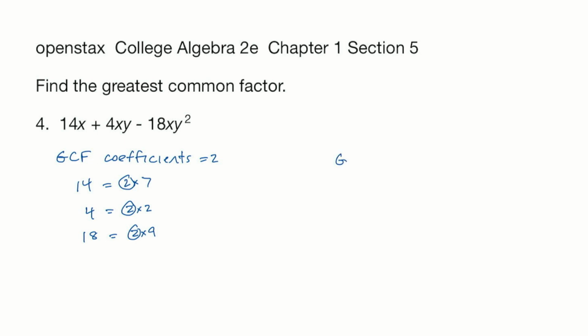And now the greatest common factor for the variables, we have an x, an xy, and an xy squared. Each of these has an x, and so the greatest common factor for the variables is x. Now we combine these to find the greatest common factor for the expression. And that is 2x.